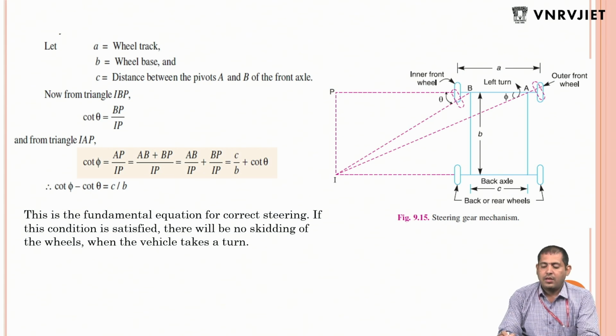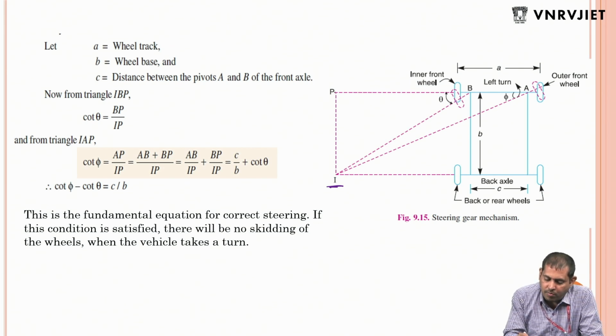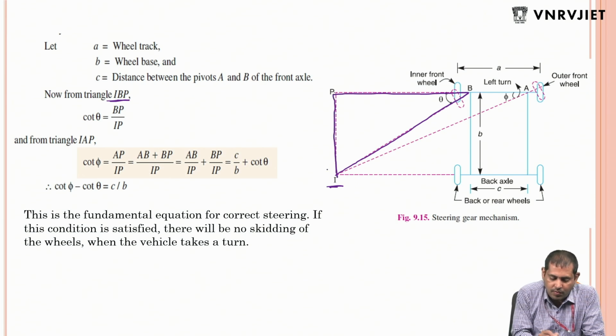Here, first, as I mentioned, points A, B and C. Now while we are making the instantaneous center I point, it is going to form two triangles. The first triangle is formed with the help of IBP, the first triangle. The second triangle is IAP.